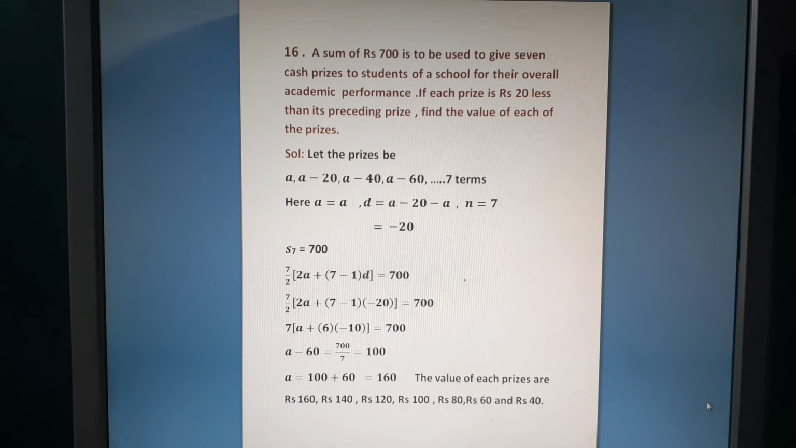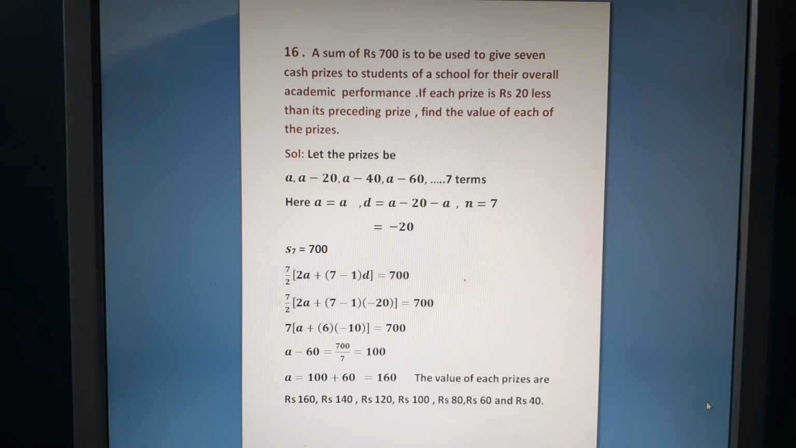2a plus 7 minus 1 into minus 20 divided by 2, we get a plus 6 into minus 10. That is 7 into a plus 6 into minus 10 is equal to 700. 7 into a minus 60 is equal to 700. Now a minus 60 is equal to 700 by 7, that is equal to 100. A is equal to 100 plus 60 is equal to 160. Now A is equal to rupees 160.